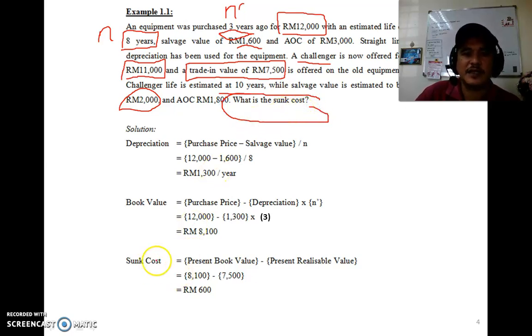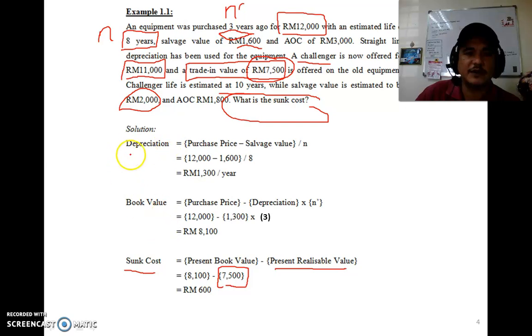Okay, how to calculate sunk cost? Sunk cost is equal to the present book value minus the trade-in value. So we have a trade-in value of 7,500. Okay, from here, 7,500 is the trade-in value. So what is the book value? How do we calculate the book value?